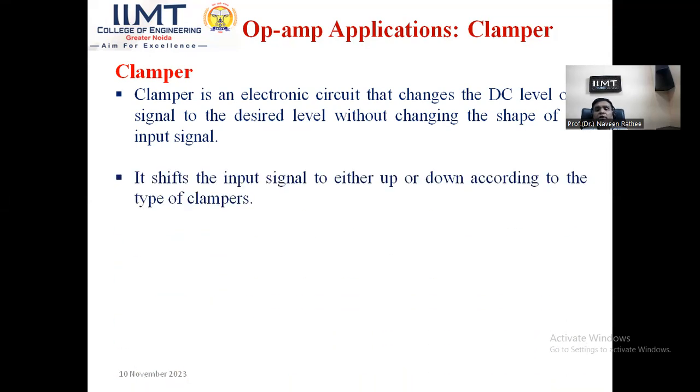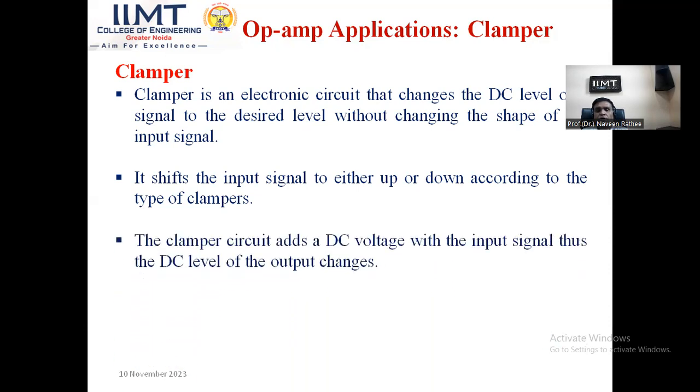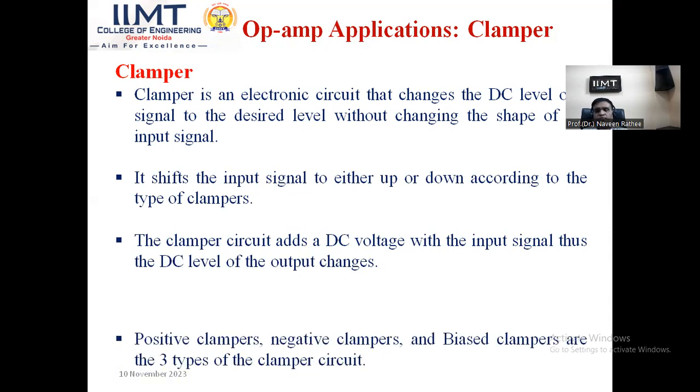So what will happen? It will get shifted either upside if the positive DC level is kept as a reference, or you can clamp it downside if you have kept the DC level as the negative one. With a clamper, you are adding some DC level, and the input signal, whatever was given over here, will clamp to that particular DC level without changing the outcome.